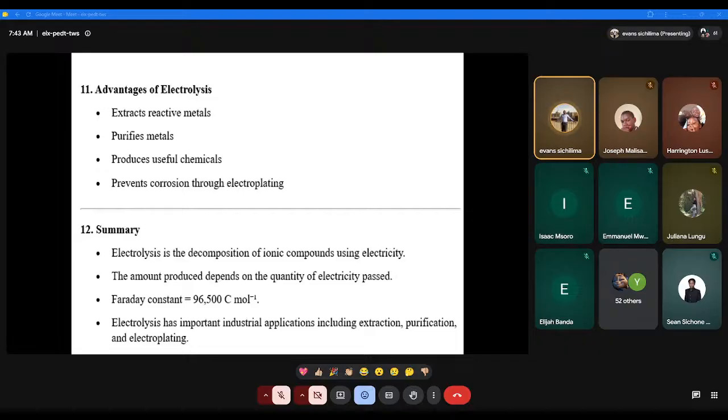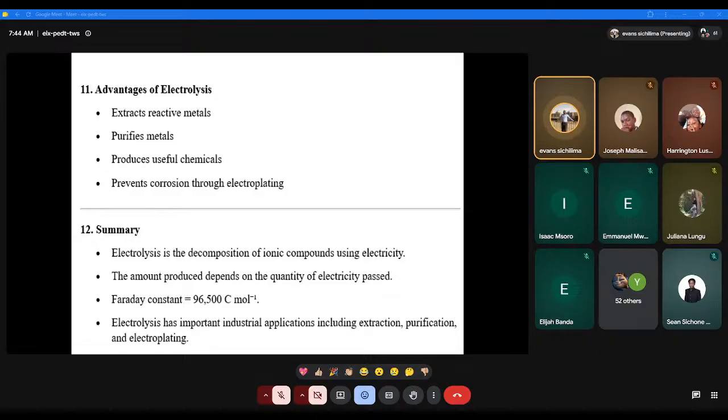So in summary, electrolysis is basically the decomposition of ionic compounds using electricity. The amount produced depends on the quantity of electricity passed, and of course, many other factors such as the nature of the electrolyte, the electrodes, the potential difference, and the concentration. They all come into play to determine how much of the product is going to be given out, and also how the electrolysis process itself is going to progress.